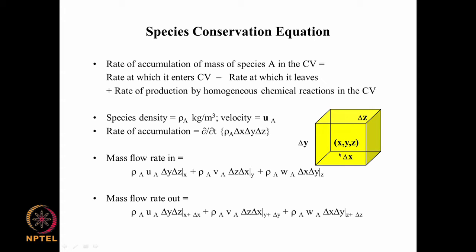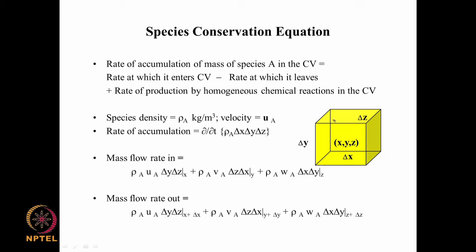So, here we are making a statement of the species conservation equation verbally: rate of accumulation of mass of species A in the control volume is equal to the rate at which species A enters the control volume, minus the rate at which it leaves the control volume, plus the rate of production by homogeneous chemical reactions inside the control volume. Okay.